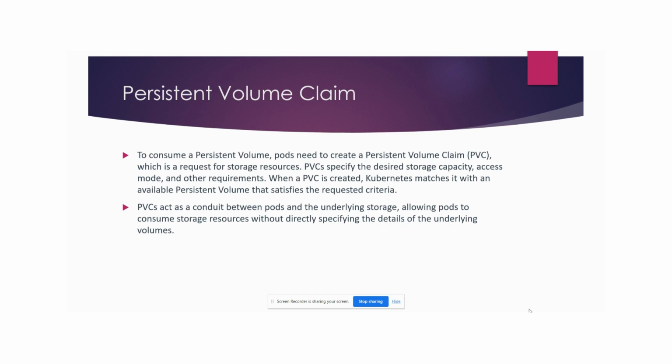When a PVC is created, Kubernetes matches it with an available persistent volume that meets the requested criteria. As we are using dynamic persistent volumes, it will automatically create that persistent volume. You don't have to create chunks of volumes over there.